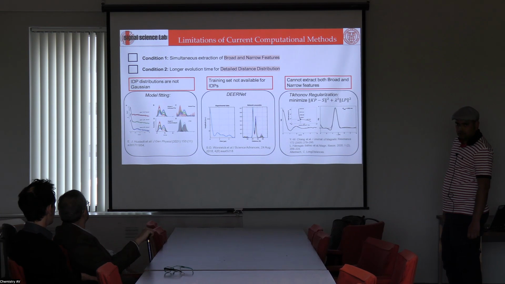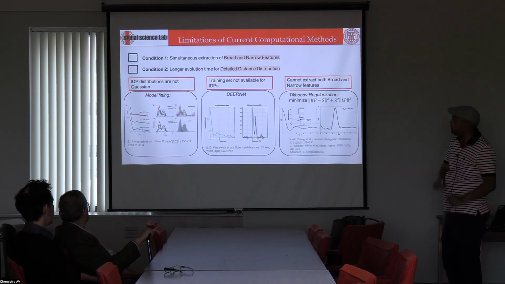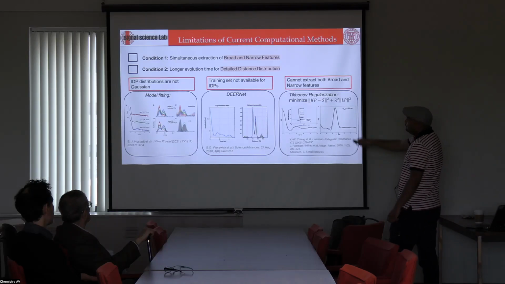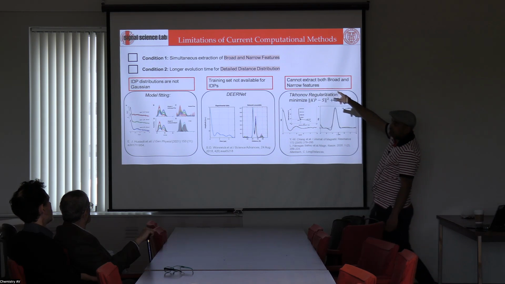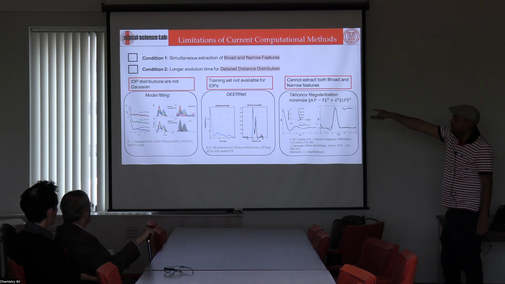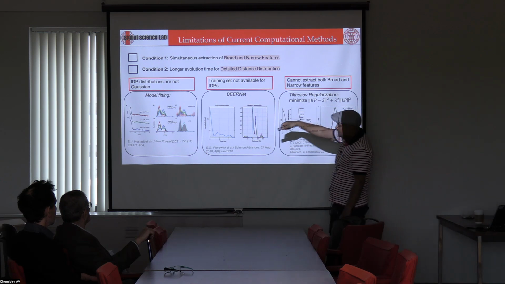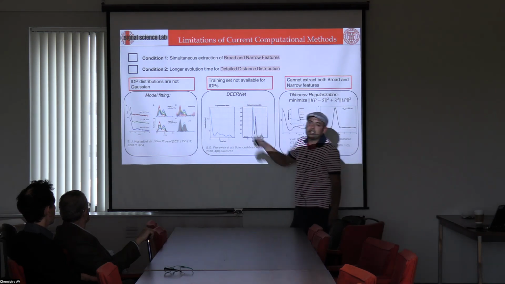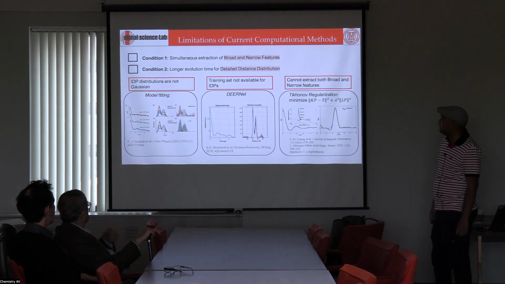To get intrinsically disordered proteins like tau, with partially structured features in a broad distribution, two conditions need to be met. We should be able to recover broad and narrow features at the same time, and we should have a detailed distance distribution. People use model fitting, but it is limited because IDPs do not have any shape. If you use a Gaussian model, you cannot have a shape.